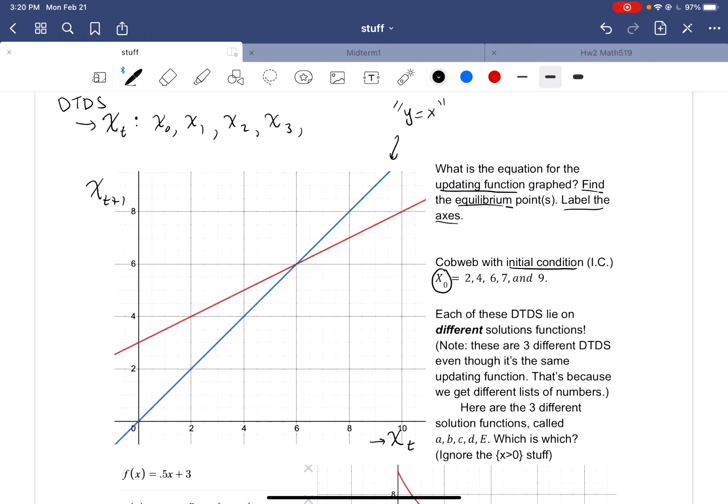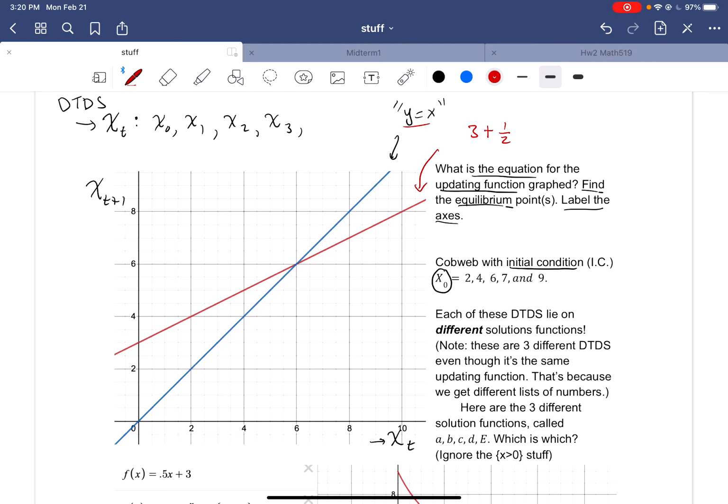This also means we need to, well, what is the equation for the updating function? All right, so let's find the equation for the updating function first. All right, now the blue line is the equilibrium line, the y equals x one. This red line is my updating function, and you can see that it has a y-intercept of 3. And if you kind of count and figure it out, it has a slope of 1/2.